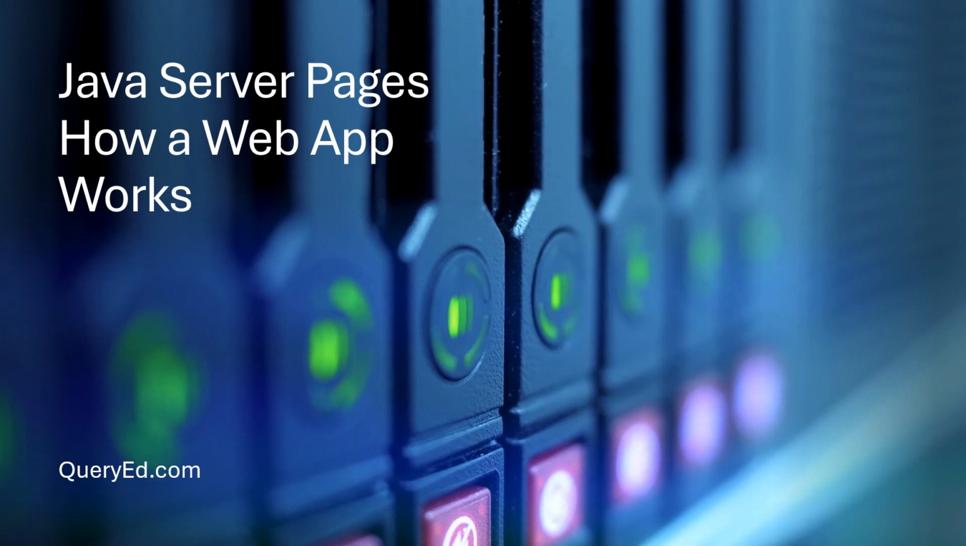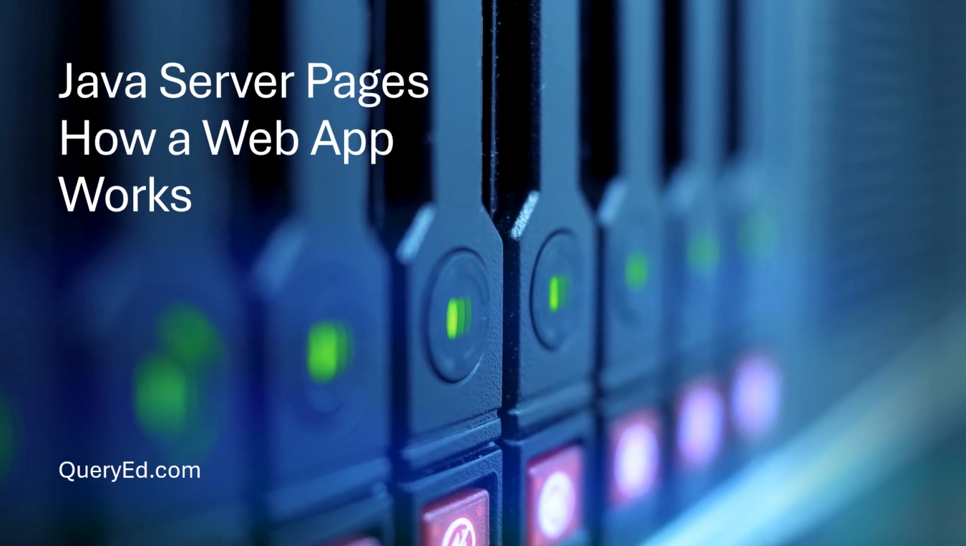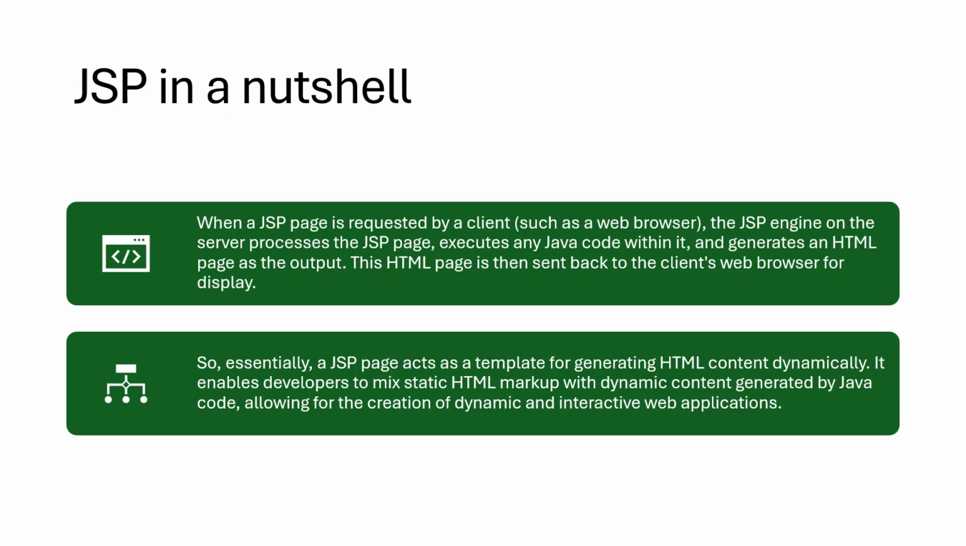So let's look at Java Server Pages, its basics, what it's about, and how it works in this video. So here, in a nutshell, I explain what JSP is. When a JSP page is requested by a client, that is a web browser, the JSP engine on the server processes the JSP page, executes any Java code within it, and generates an HTML page as an output. This HTML page is sent back to the client's browser.